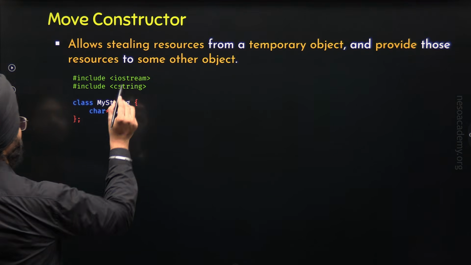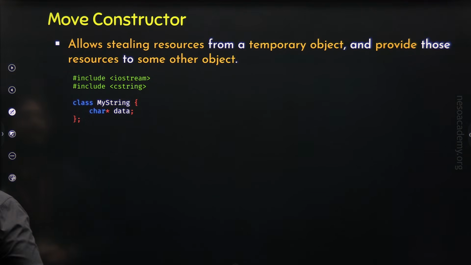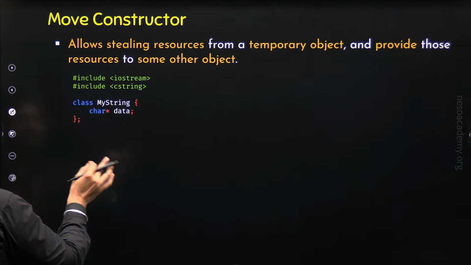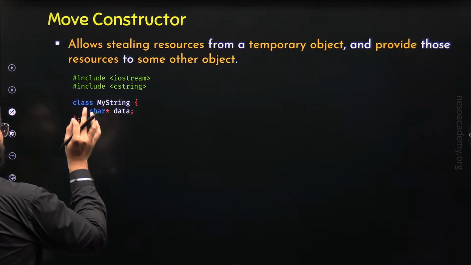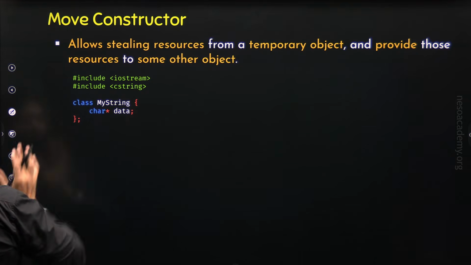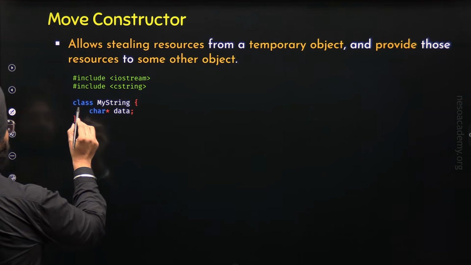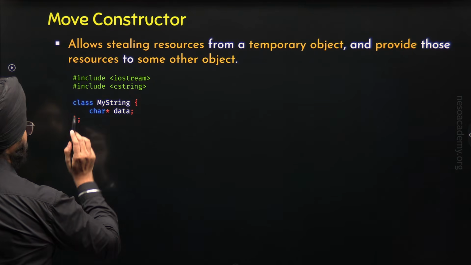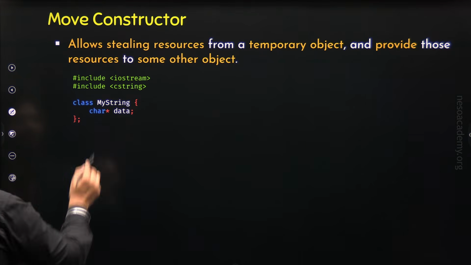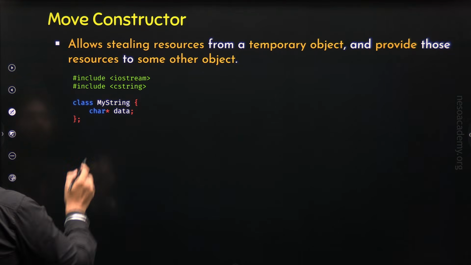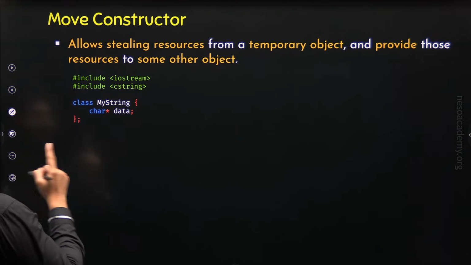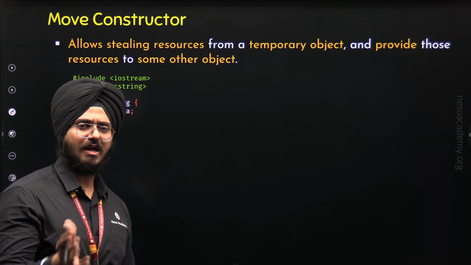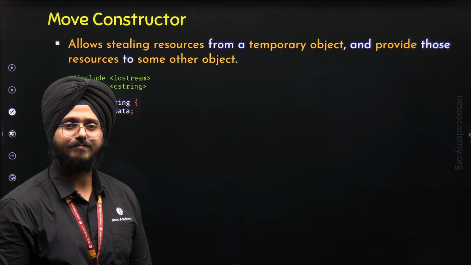Here I have included the iostream and cstring header files. I have included the cstring header file because I am going to use strlen and strcpy functions in my program. Here I have defined this class myString, and this is the definition of the private data member data. This pointer can point to a character, but we know it can point to a string as well. This is what we have learned in our previous lectures.